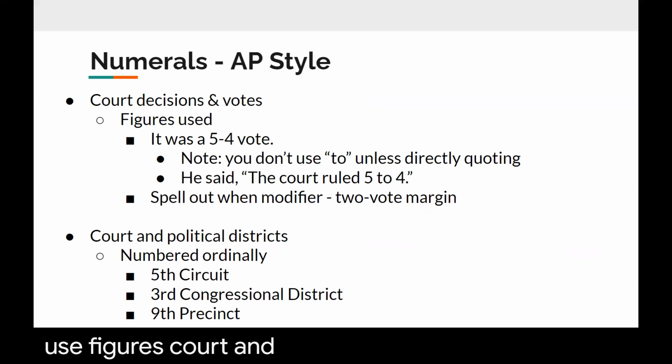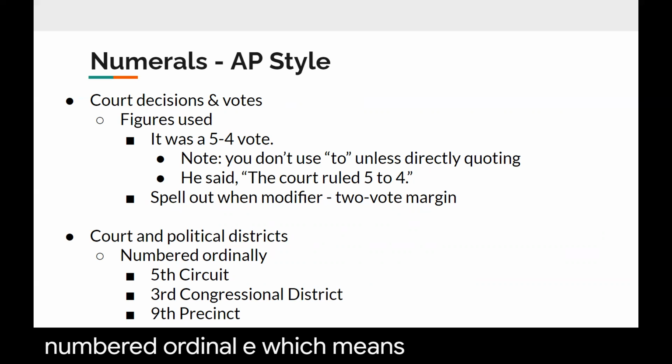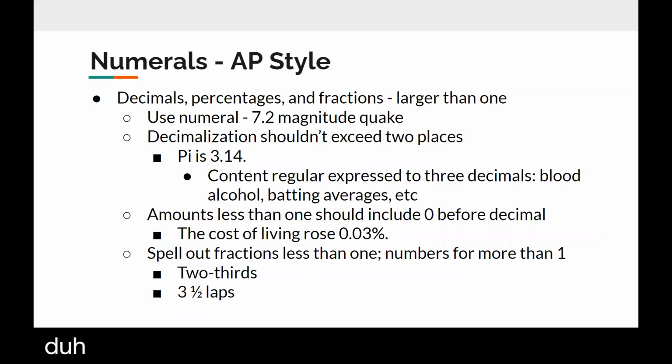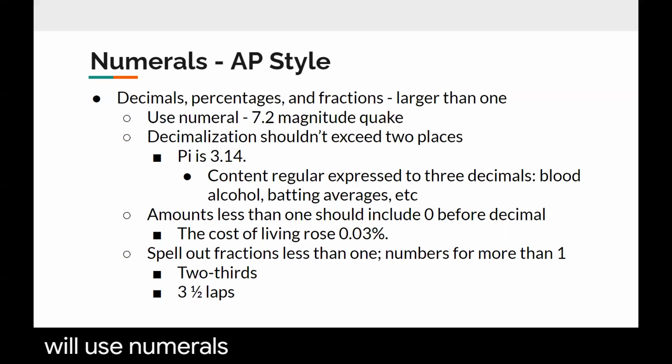Court and political districts are typically numbered ordinally, which means 5th, 3rd, 9th, etc. Decimals, percentages, and fractions larger than 1 will use numerals, such as a 7.2 magnitude earthquake.